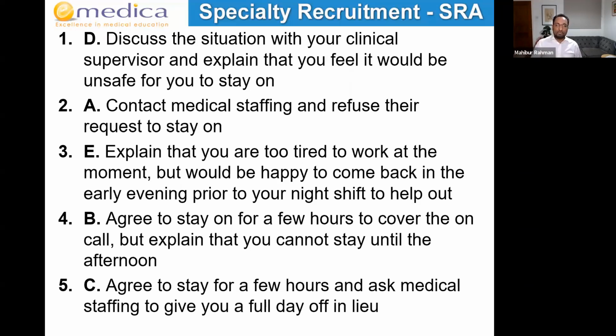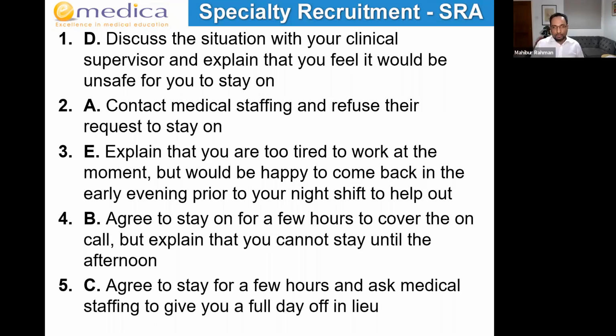So the reason that D is the best option is, can you see that in D and A, both of these, remember you couldn't keep your eyes open, you couldn't concentrate. It's not safe for you to be on call when you're that tired. It's unsafe for patients, unsafe for your team. So in D and A, you can see in both of them, you're not staying on and putting your patients and yourself at risk.